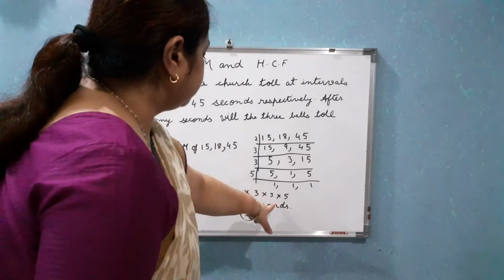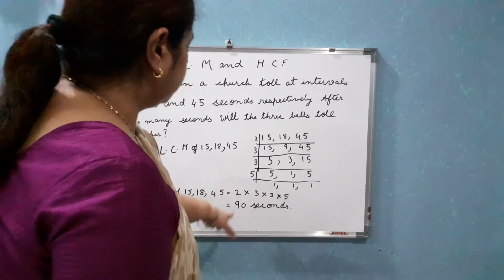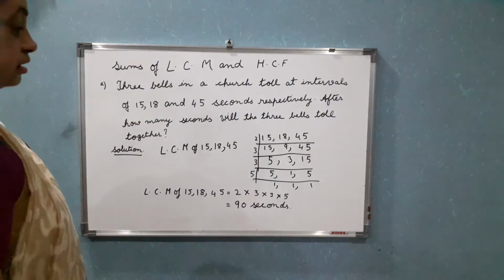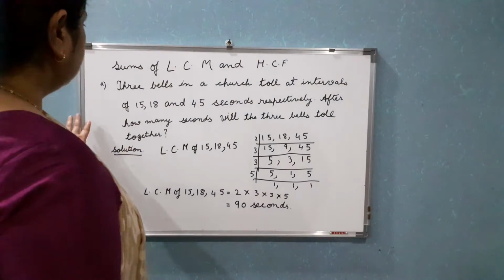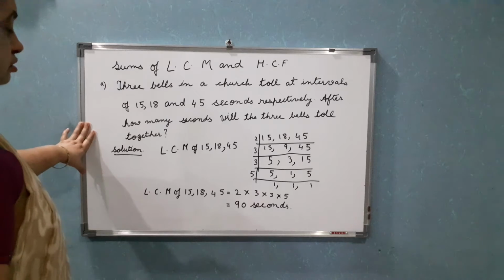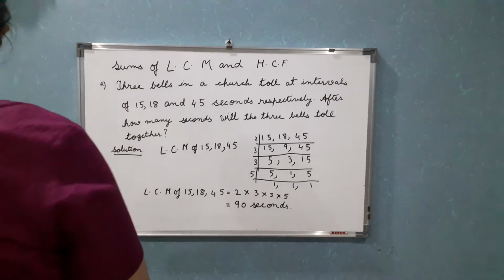45 and 5 3s are 15, 15 3s are 45 and 45 into 2 is 90. Hope you have understood this question. So next try another one.